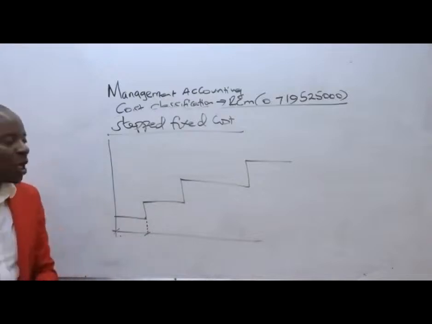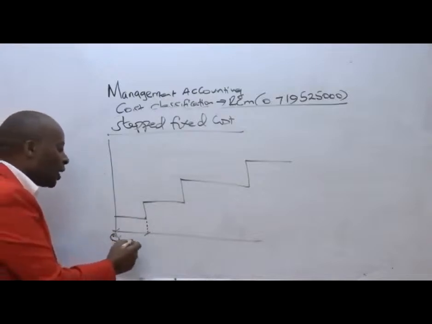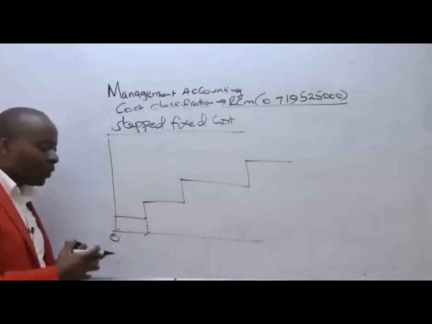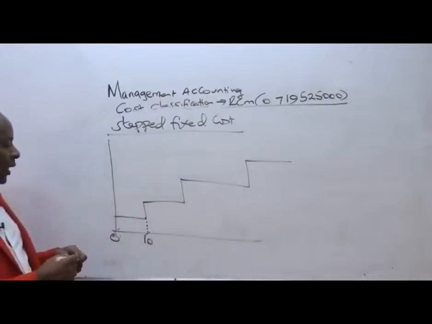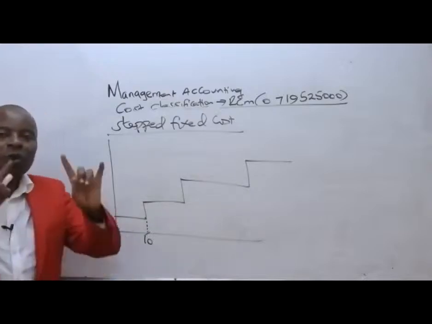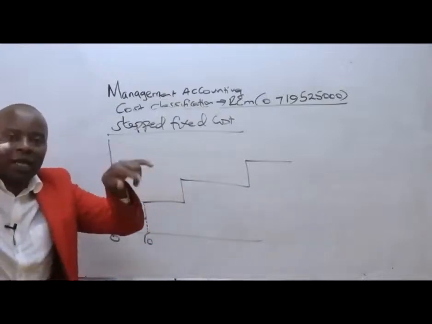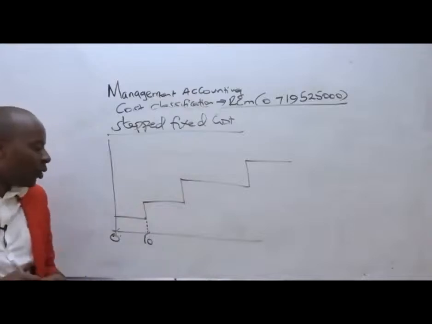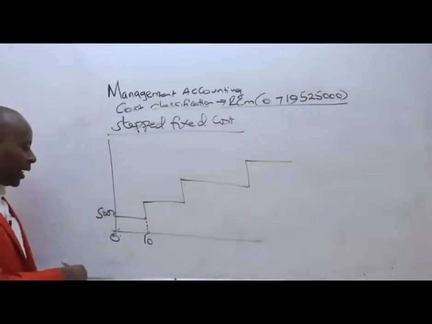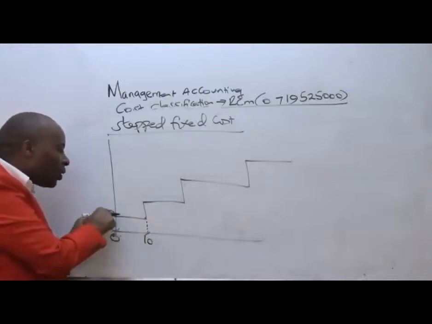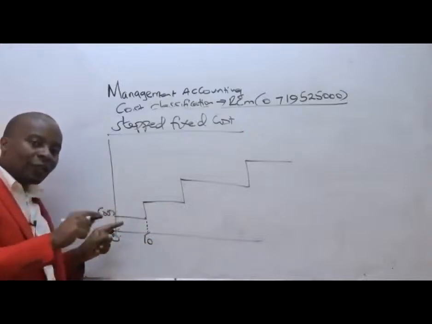For instance, we could have a very good scenario with our landlord, where we tell our landlord that, ladies and gentlemen, for the first 10 students that we are going to have, we only need one small room like this, where you're going to be charging us, for example, 5,000 Kenya shillings. Meaning that for this range, I'll be constantly paying on a monthly basis 5,000 shillings.